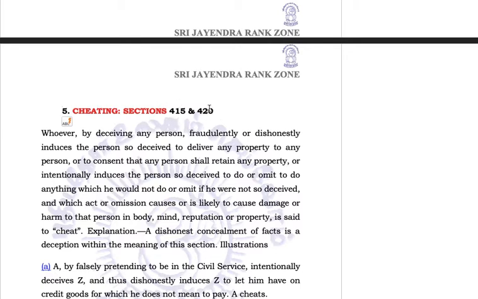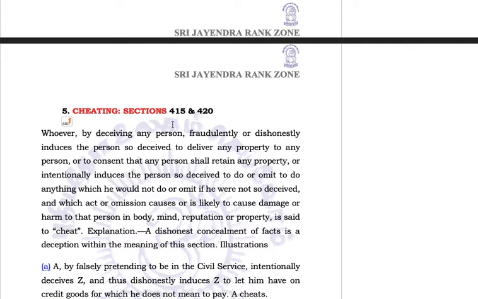Section 420, you must be hearing it a lot in your local language also. We people call someone a cheat, a 420, and this and that. Why do we call it that? Because 420 provides punishment for cheating. We call a cheat a 420 because 420 is the section which provides punishment for cheating.